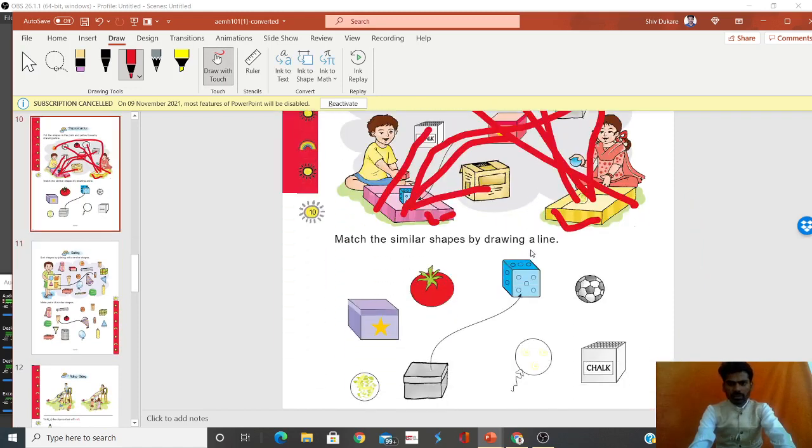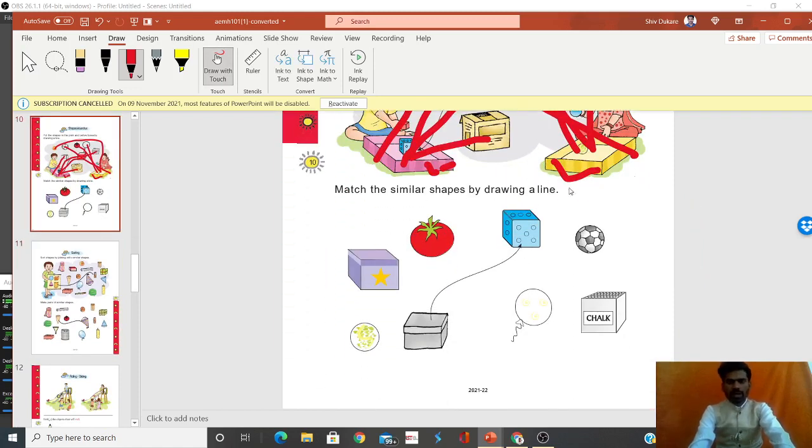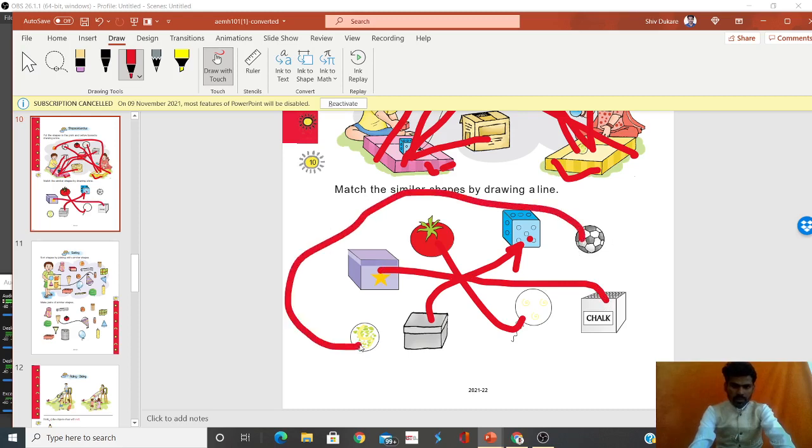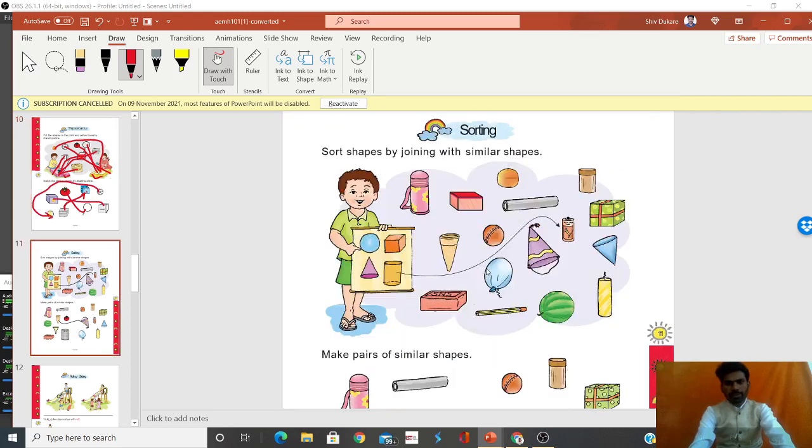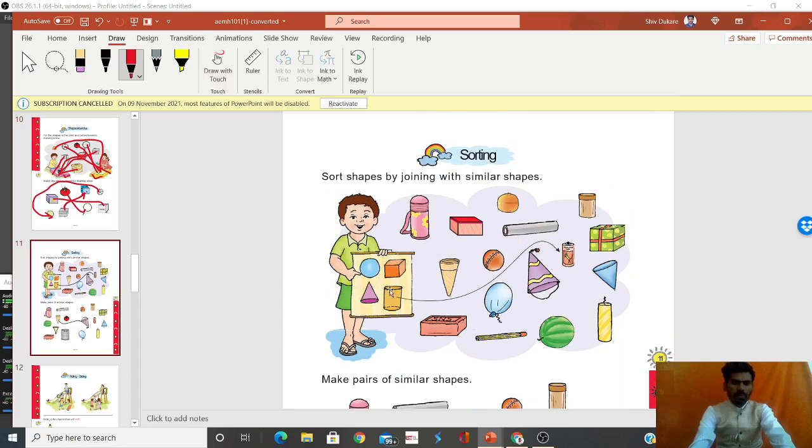Match the similar shapes by drawing a line. We have to match the similar shapes. Here you can see, we give one example, these are similar shapes. Okay, this and this is similar, this and that also similar, and this also similar. Now I move on to the next page.